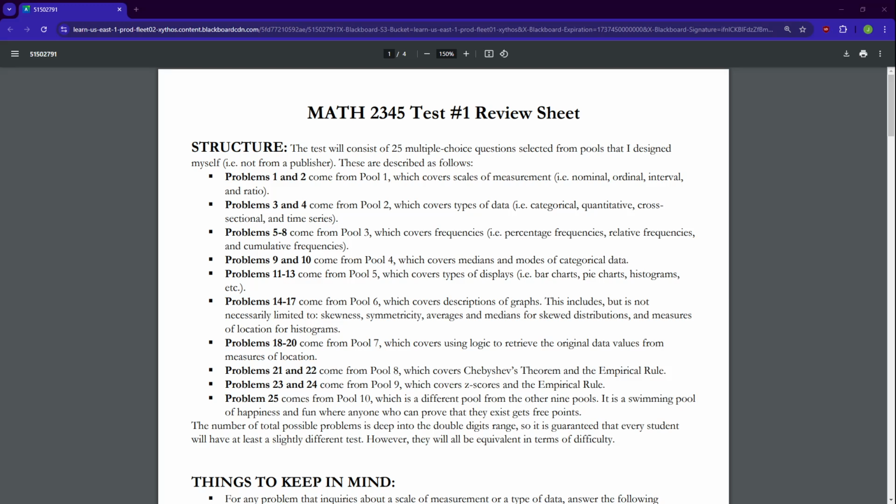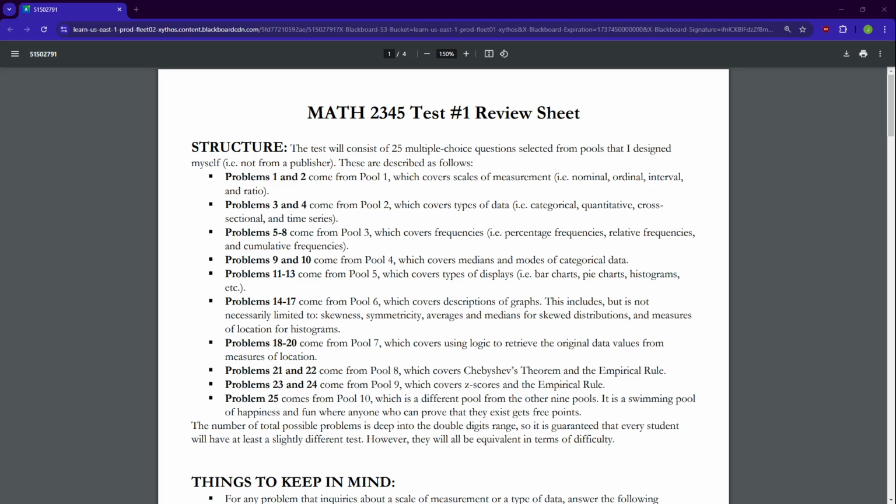For 5 through 8, these will be more computational questions associated with tables where you're going to be computing percentage frequencies, relative frequencies, or cumulative frequencies. Again, all of this is going to consist of applied examples because, as promised in the syllabus and throughout the lectures, we're going to have a heavy focus on the applicability of the materials, so that way you can know that what you're learning has value in the real world.